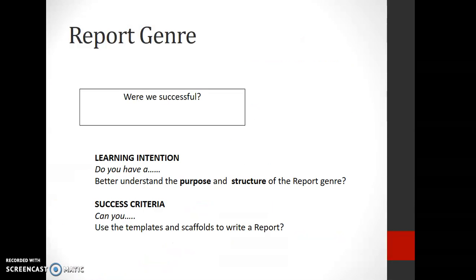Were we successful? Do you now have a better understanding of the purpose and structure of a report? Do you think you can use the templates and scaffolds to write a report?